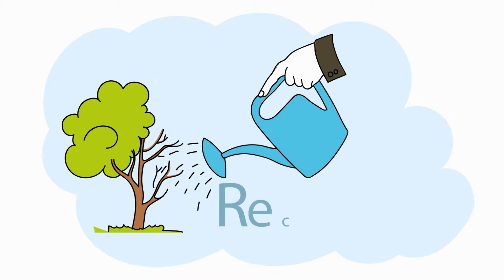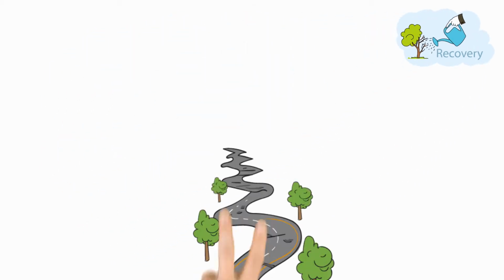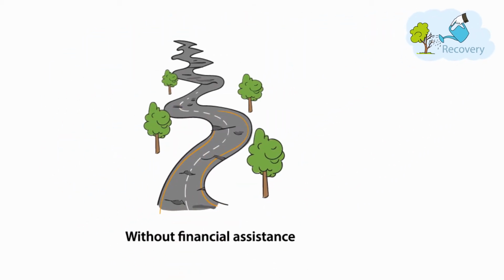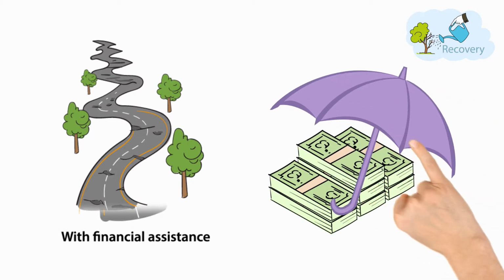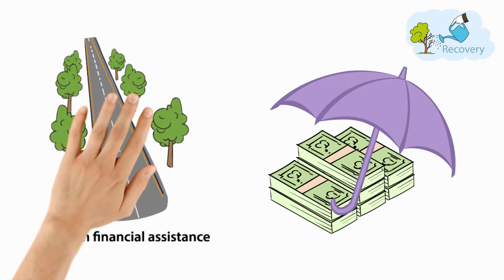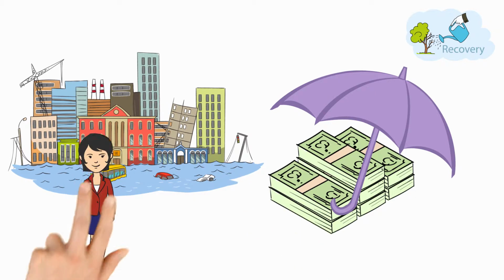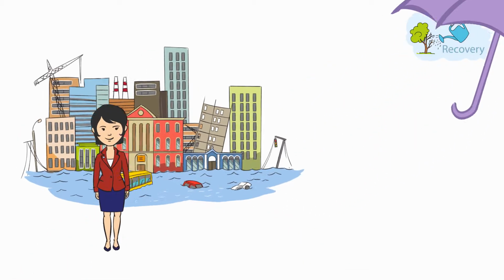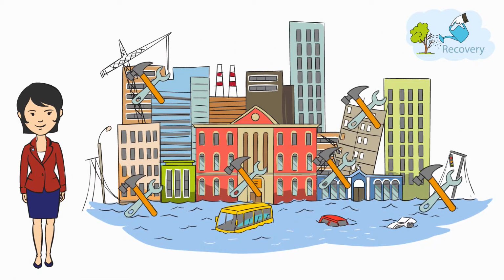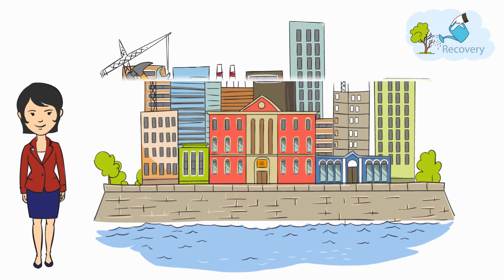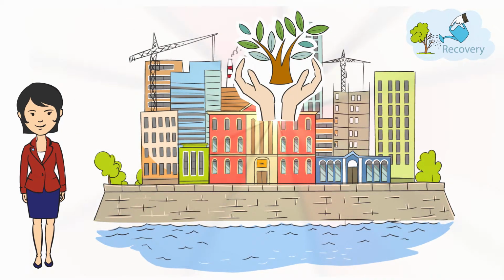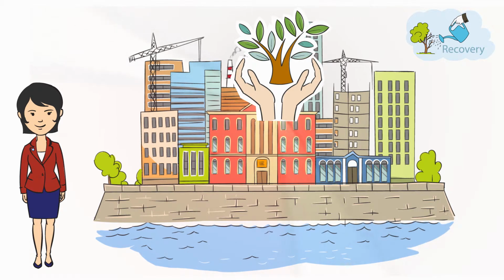And 5. Recovery. The road to recovery can be long and difficult, but with innovative financial assistance, it can be quicker and easier. With possible payouts from climate risk insurance, Emma can build back, hopefully better, bring the city back to its normalcy, and strengthen its resilience if there are any future unfortunate events.